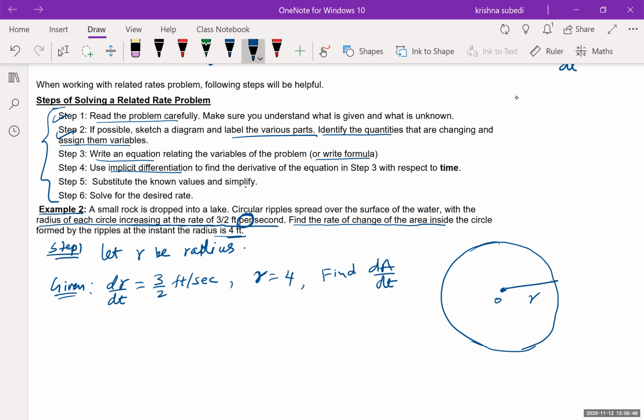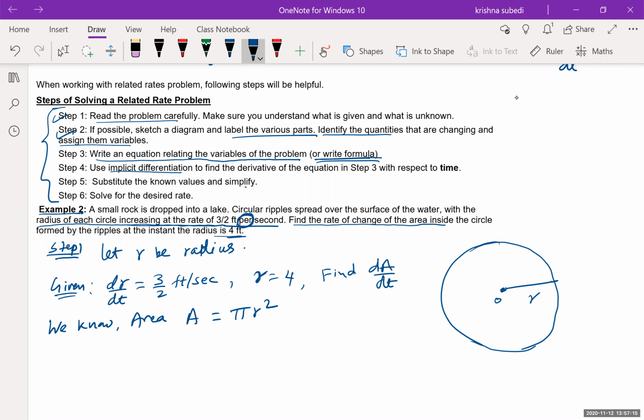Step 3, write an equation relating the variables of the problem. So there are two variables, A and r. What is the relationship between A and r? The area of a circle. In other words, write the formula. So we know the area of a circle is given by A equals pi r squared.